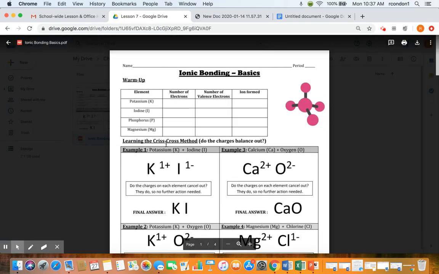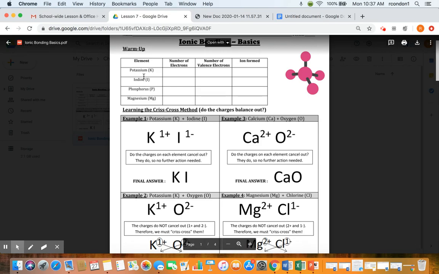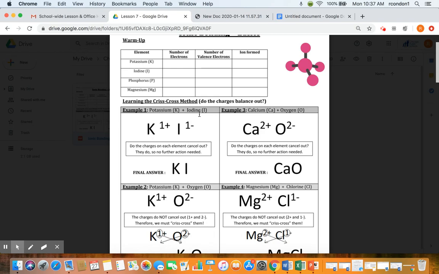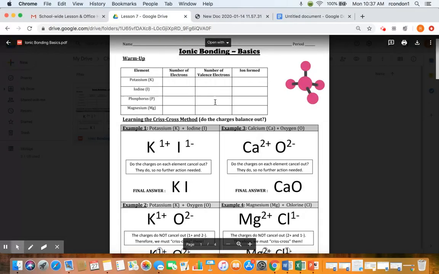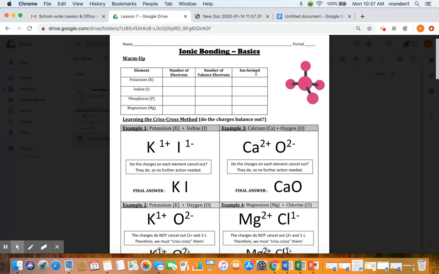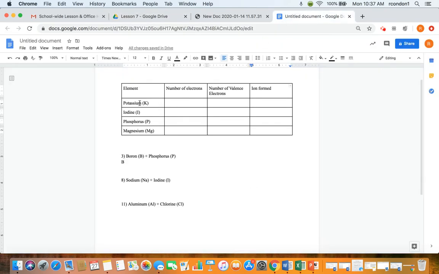So, to warm up, we have some instructions on how to actually form these chemical formulas. But first, let's fill in this box. So I've made a document with this box, and we're going to talk about taking an element, figuring out how many electrons it has, how many valence electrons it's going to have, and then the ion that it forms. So I have that here.